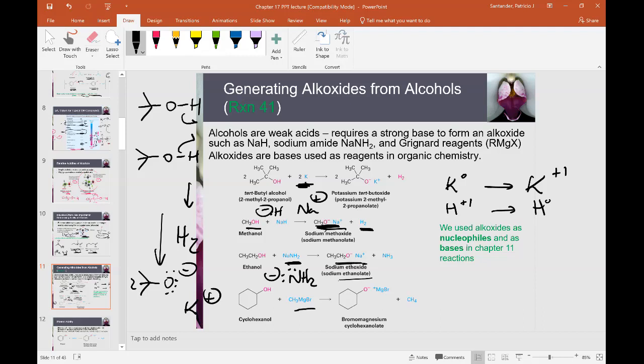And then yet another way, a rather expensive way to do it, is with the Grignard reagent. You can use a Grignard reagent that has a great affinity, because the pKa value of the conjugate acid of CH3 minus, which is methane, is around 55. So it's a huge number. So that is another way to produce the corresponding alkoxide and methane.